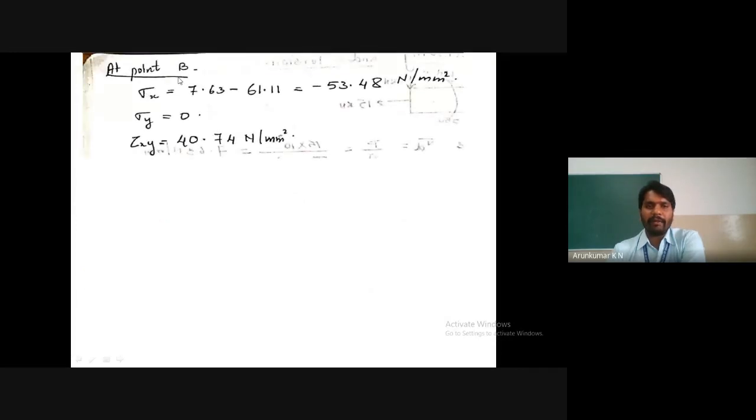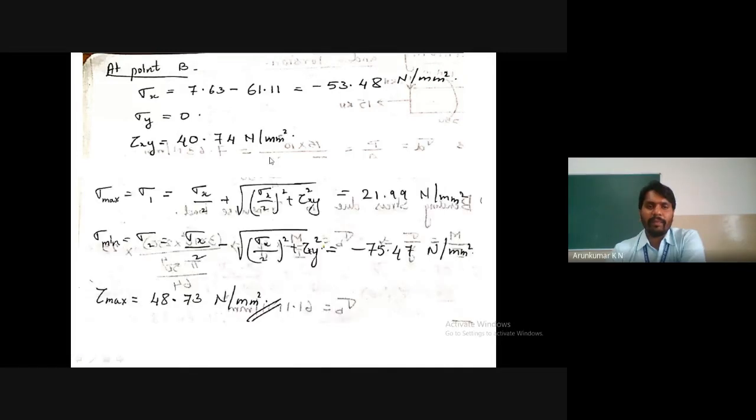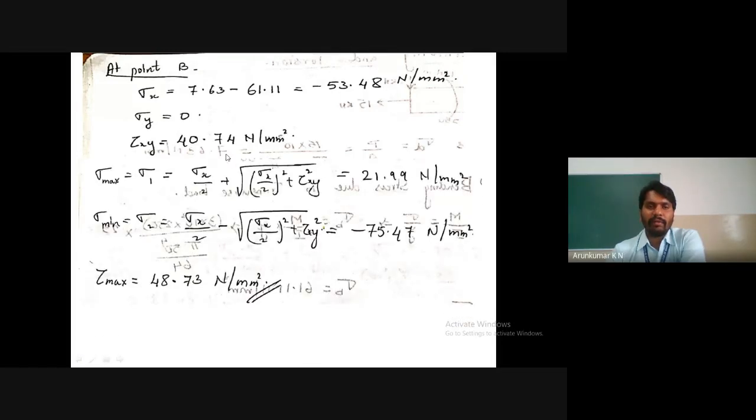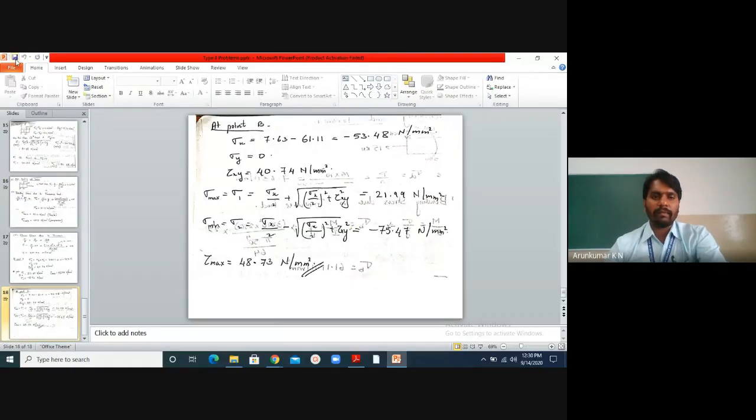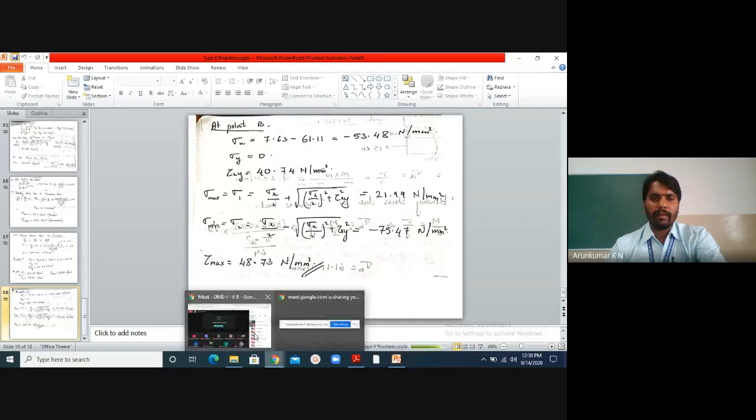At point B, sigma x is again direct stress plus bending stress at point B. Bending stress at point B is negative. Take the summation of these two, you are getting minus 53.48 Newton per mm square. Again, sigma y is 0, tau of xy will remain same. By using this equation, calculate maximum and minimum principal stress. Right? And tau maximum is (sigma 1 minus sigma 2) by 2. Clear? Any doubts over here? No doubts here? Yeah.